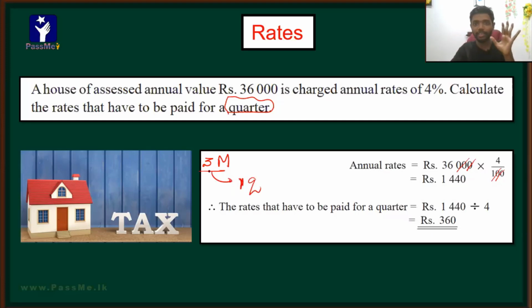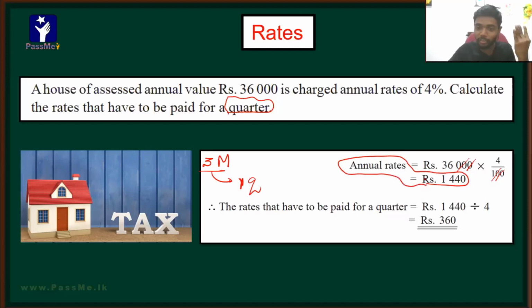එතකොට ඔයාලා මතක තියාගන්න ඕන, එක අවුරුද්දකට quarters 4ක් තියෙනවා. ඒක නිසා මේ annual rate එක එන්නේ year එකකට. Annual means year. Annual rates කියන්නේ අවුරුද්දකට කොච්චරක් නම් ඔයා government එකට pay කරන්න ඕනද කියලා. එතකොට we have to divide by 4 in order to get the rates that we have to pay for a quarter as 360 rupees. So I think you got this point very well.